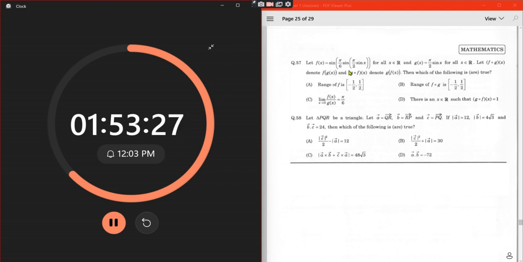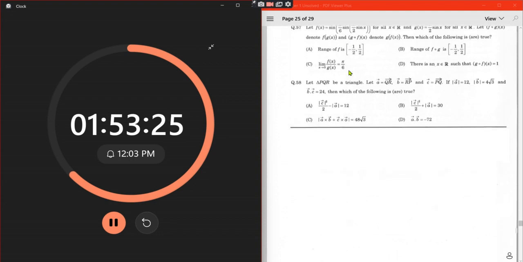Okay, 58. Let triangle PQR be triangle, of course. A vector equal to this thing, B vector equal to, okay, PQR. A vector is what? QR vector. QR is A vector. फिर RP is B vector. Okay, wait. PQR. QR is A vector. Then RP is B vector. And PQ is C vector.